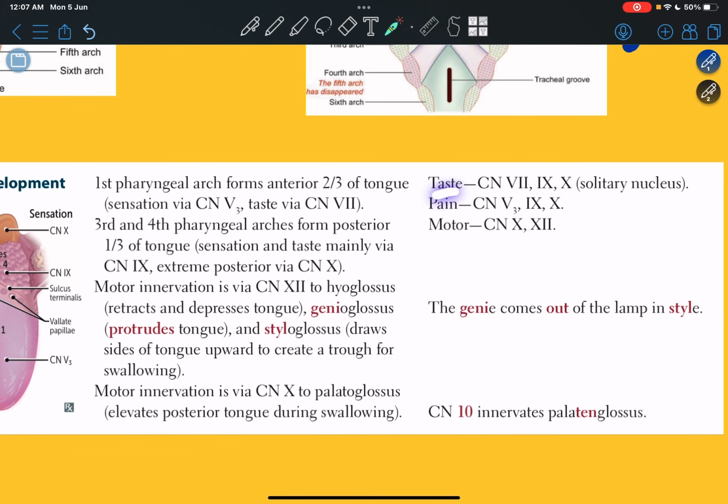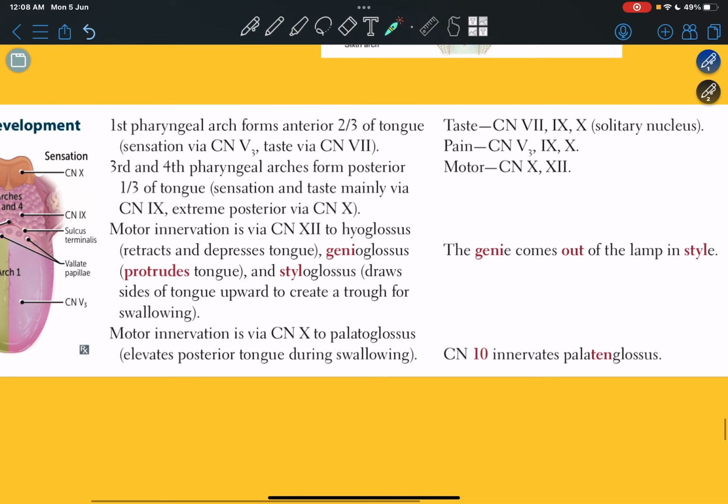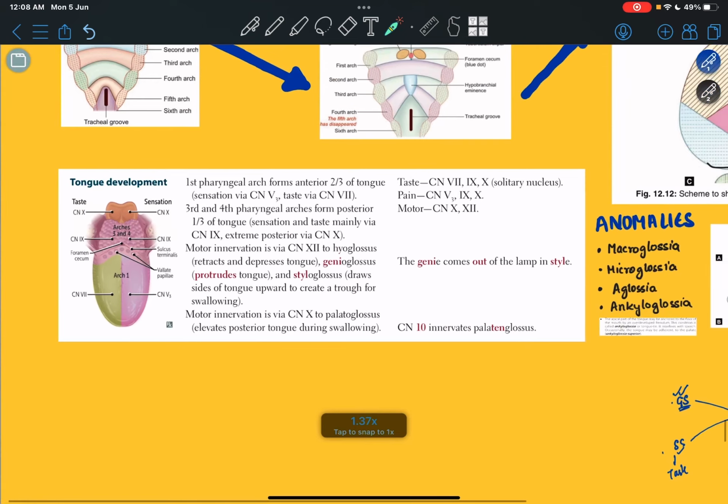Taste is by your facial, glossopharyngeal and vagus, right? Pain, in general sensation, that is all by the mandibular, glossopharyngeal, vagus. And motor, we have hypoglossal, and only one muscle, the palatoglossus, is supplied by the vagus nerve. We're going to discuss it in the next video. So now we're going to talk about the motor innervation. Just that cranial nerve 12 supplies most of the tongue muscles, intrinsic and extrinsic, but palatoglossus is supplied by the vagus nerve. So yep.